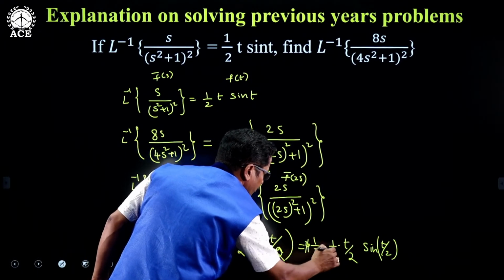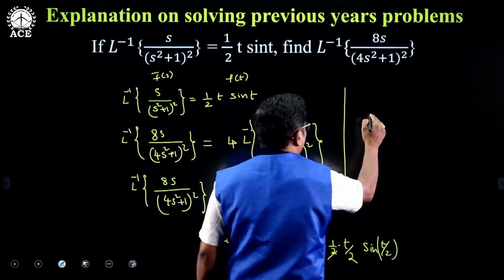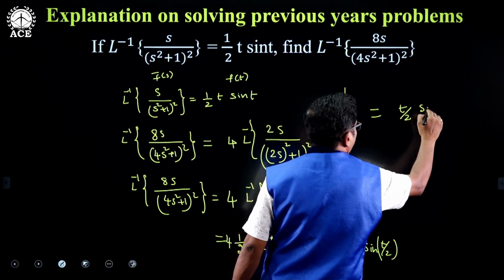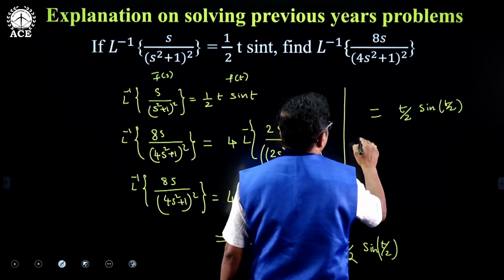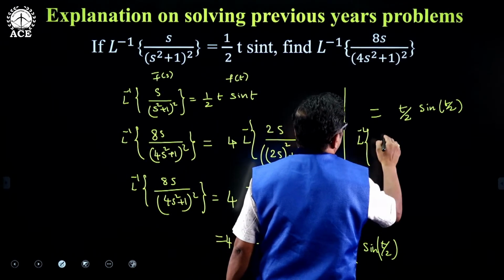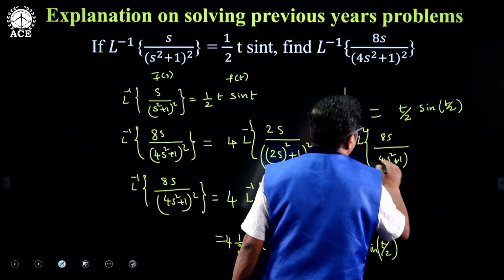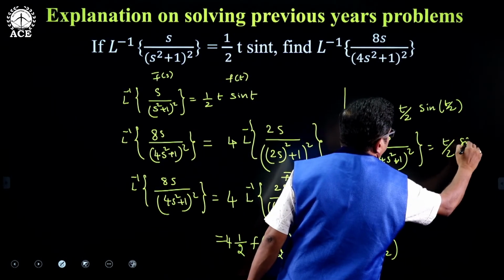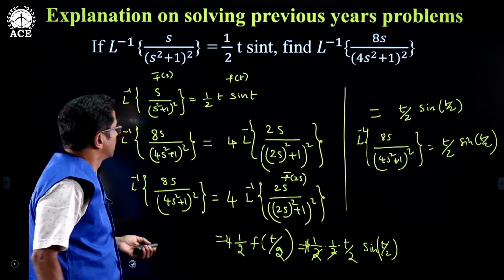This 4 gets cancelled. So what is left is t by 2 sin of t by 2. This is the inverse Laplace transform of 8s by 4s square plus 1 whole square, which is equal to t by 2 sin of t by 2. Right?